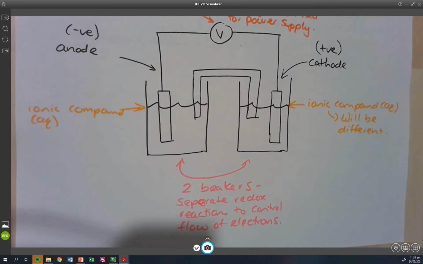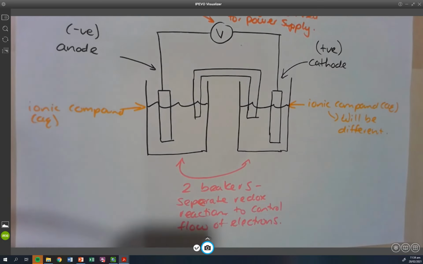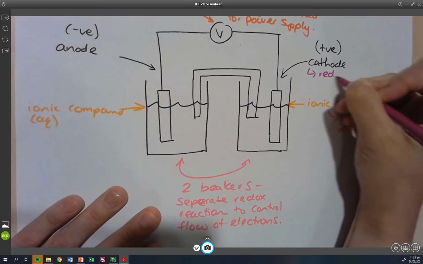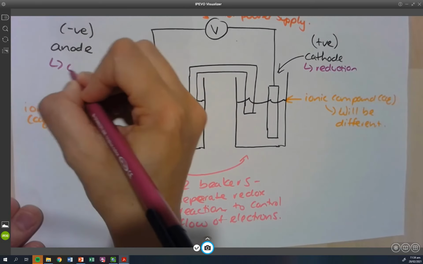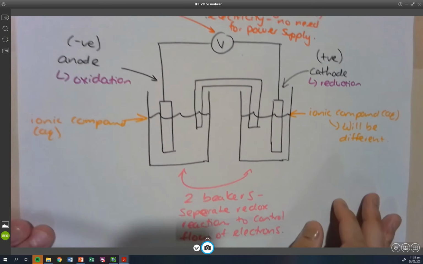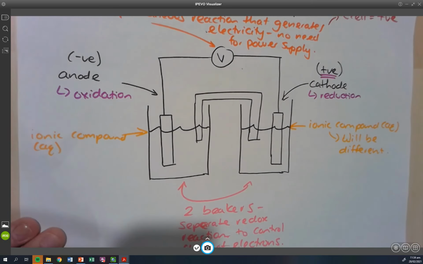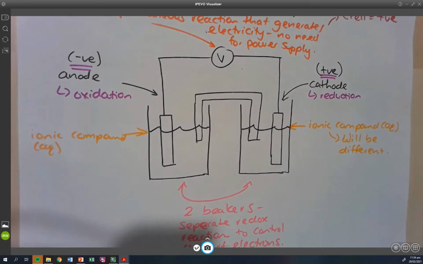Some other things to note: cathode and anode are still going to be paired to the same oxidation and reduction reaction. So the cathode will have the reduction. The anode will have the oxidation. So that doesn't change. However, what does change is the symbol. A cathode will be positive in a galvanic cell, and the anode will be negative in the galvanic cell. So do keep in mind that that is different.